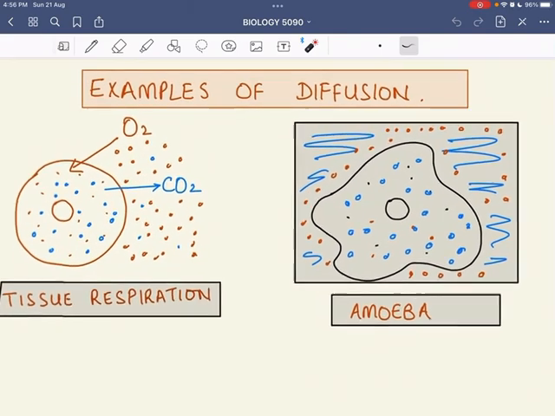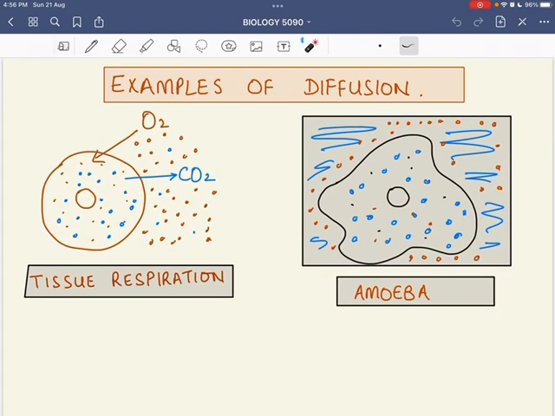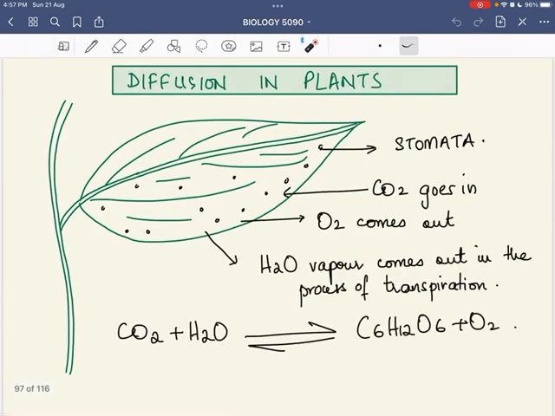So had it not been for this simple process of diffusion, living organisms ranging from the simplest to the most complex would not have been capable of life or living. Then diffusion in plants: the most common example quoted from plants is that of inward and outward movements of three gaseous substances, namely carbon dioxide, oxygen and water.